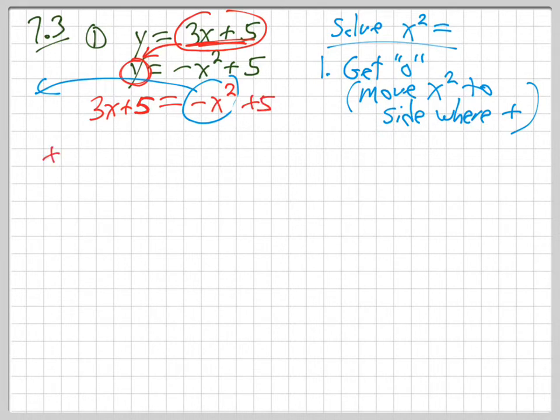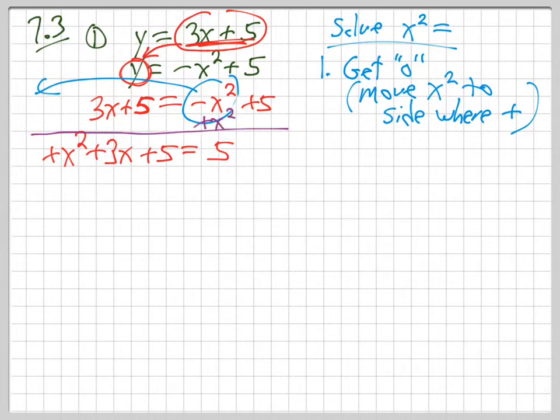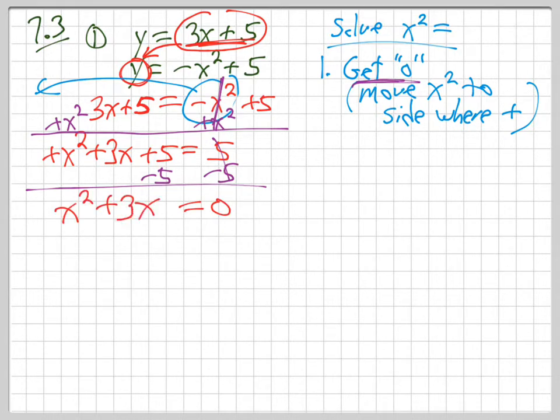So when that jumps over, it's a positive x squared plus 3x plus 5 equals 5, right? When things jump to the other side, they switch signs. In other words, if you want to be more formal, I just added x squared to both sides, and it canceled out there. That's why it switches signs when it jumps to the other side. Next step, remember we've got to get a 0, so let's subtract 5 from both sides, and that gives us our 0. And the other side is x squared plus 3x. The 5s cancel out. So step one, we did it.